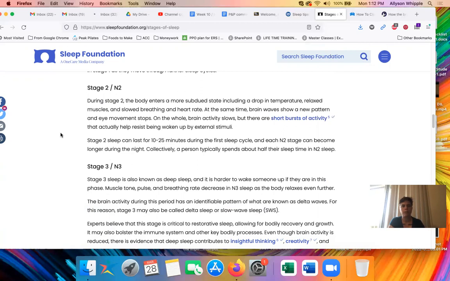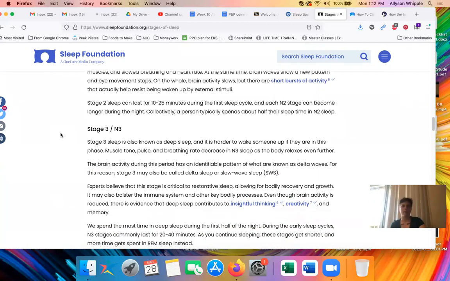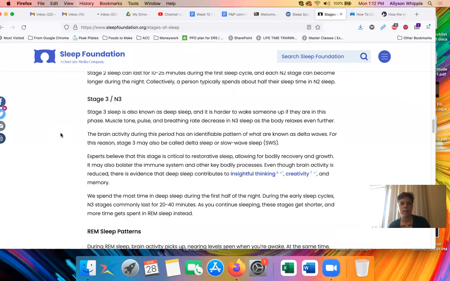At the same time, brain waves show a new pattern and eye movement stops. On the whole, brain activity slows, but there are short bursts of activity that actually help resist being woken up by external stimuli. Stage 2 sleep can last for 10 to 25 minutes during the first sleep cycle, and each N2 stage can become longer during the night. Collectively, a person spends about half their time in N2 sleep.